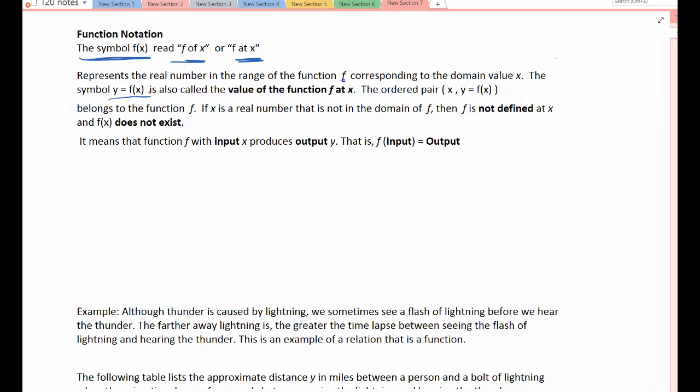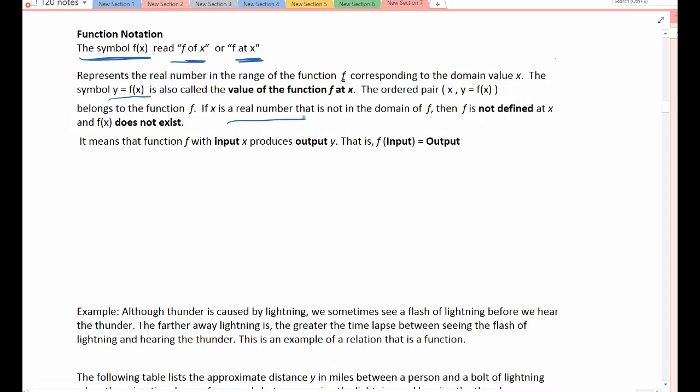We would write the ordered pair, because it's a relationship between the x value and the y value, the function value. It is the ordered pair x comma y, where y is the function value. So our ordered pair belongs to our function where x again is a real number.